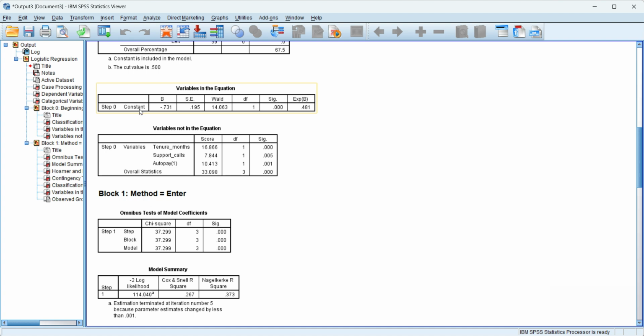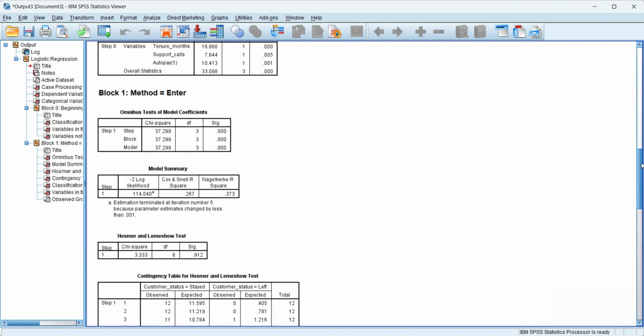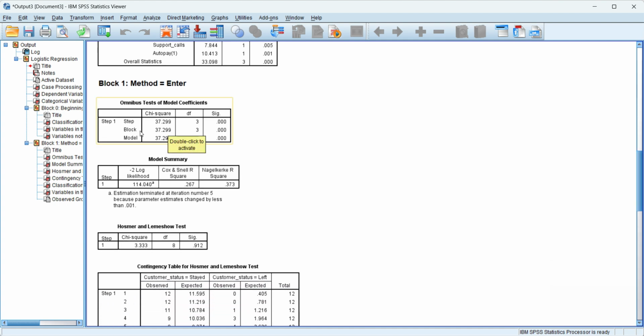In the variables in the equation table, we can see the constant with unstandardized beta of minus 0.731, the Wald value, and there is a significance level. So we reject the null hypothesis. In variables not in the equation, there are tenure in months, support calls, and autopay. All the values are significant because the p values are lower than 0.05. As well, you can see the chi-square values in step, block, and model are significant.